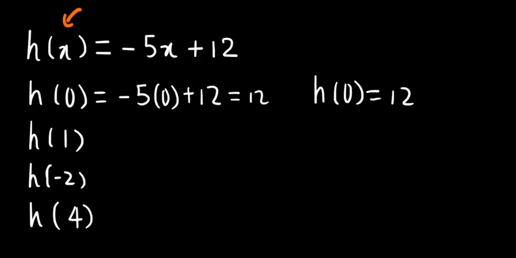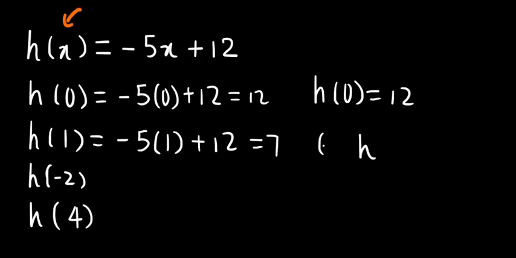All right, next one, we're going to put 1 this time. Times -5 plus 12, that's the function rule. So -5 times 1 is -5. 12 minus 5, that is 7. So we say this function, when the input is 1, the output is 7.